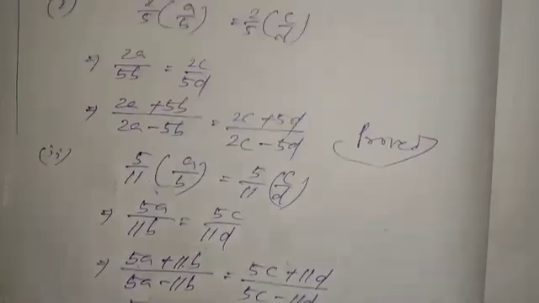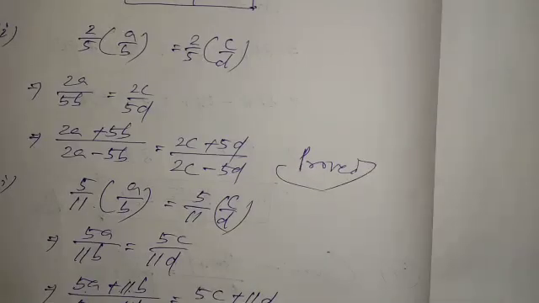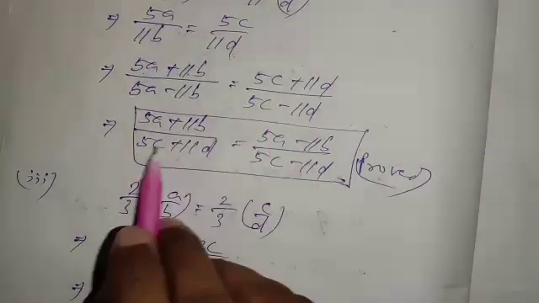Your given part is a by b, and you have to prove (2a plus 5b) by (2a minus 5b) equal to (2c plus 5d) by (2c minus 5d). First part proved. Second part, just slight corner changing by alternando.